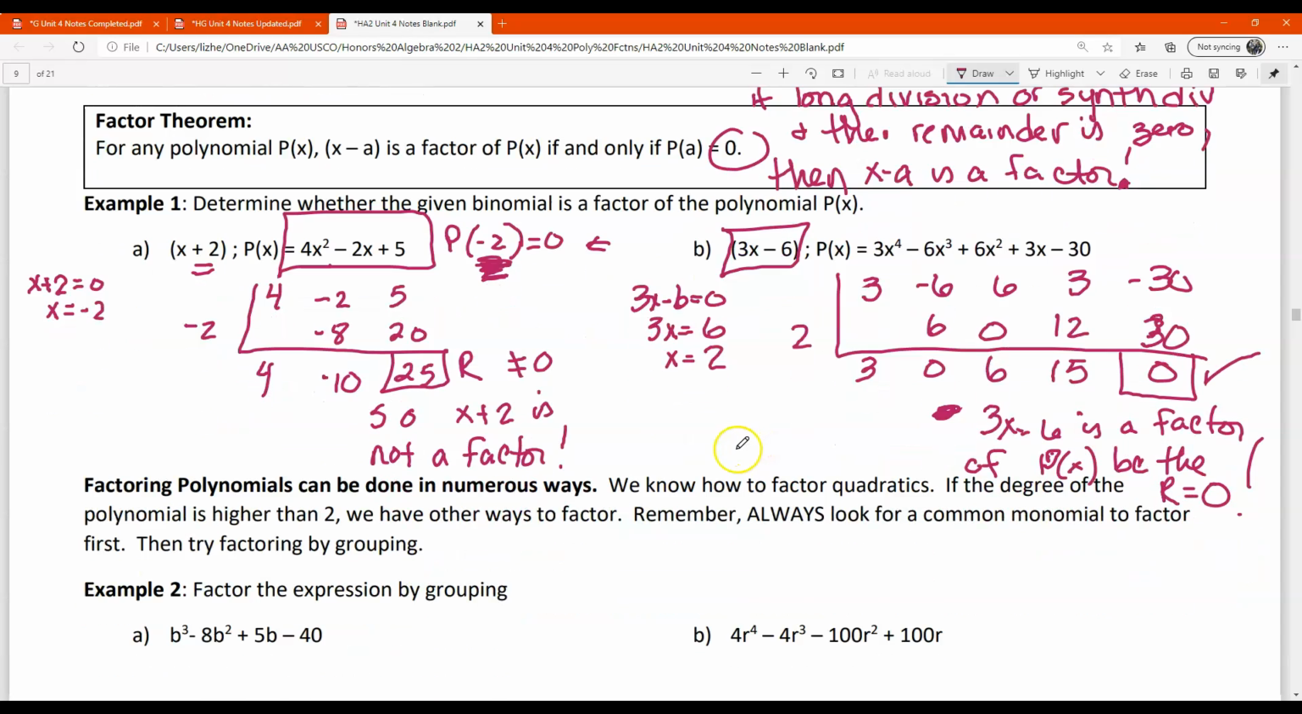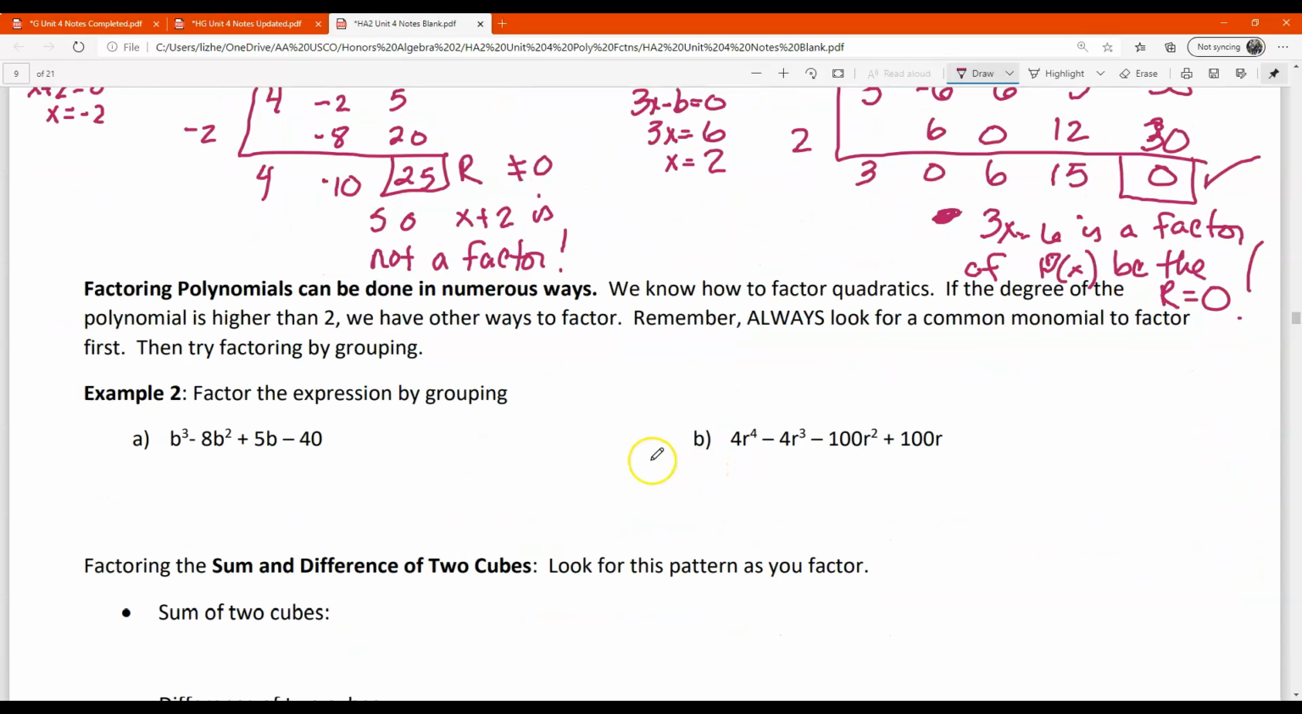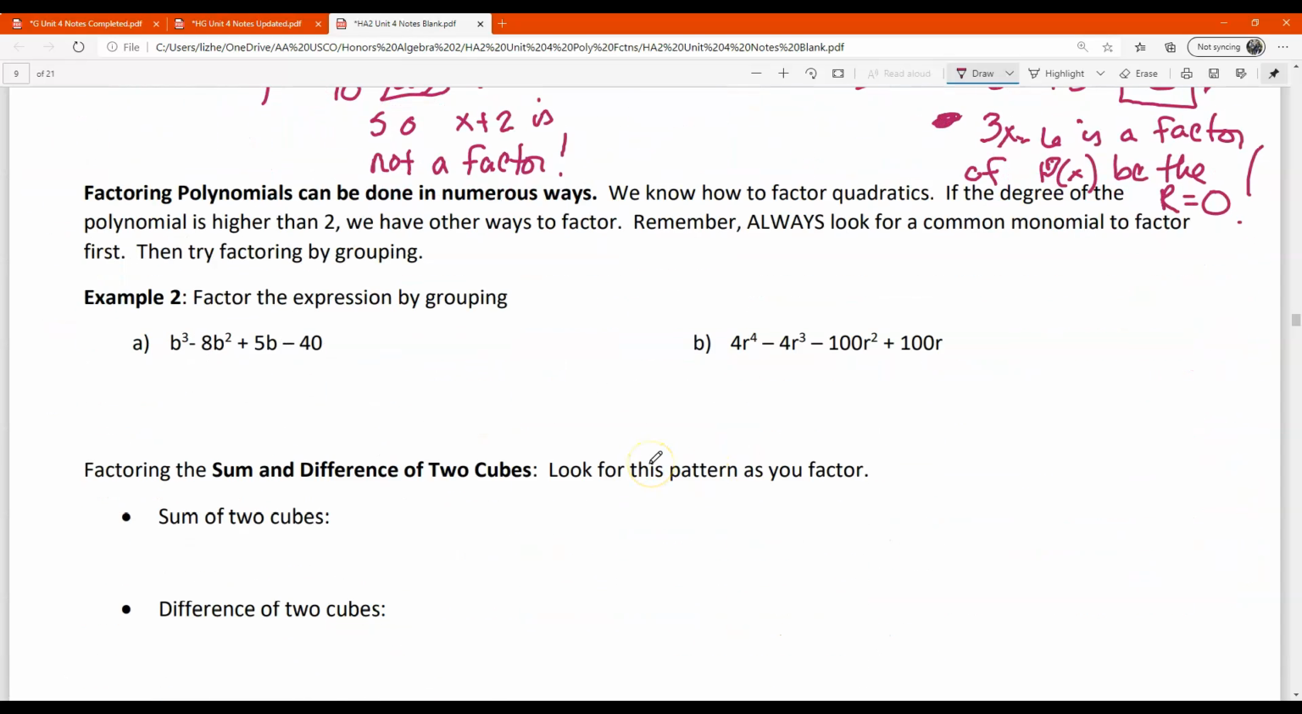All right, next. Factoring polynomials can be done in numerous ways. We know how to factor quadratics. And you do know how to factor quadratics. You've done it a lot. So if you can get your factors of your polynomial down to a quadratic, then you're good to go.